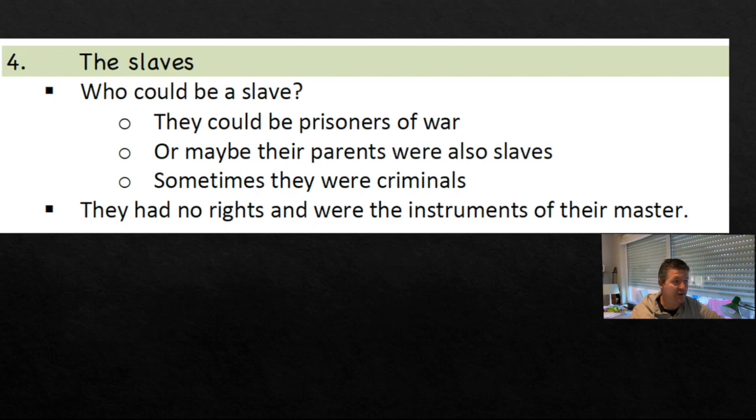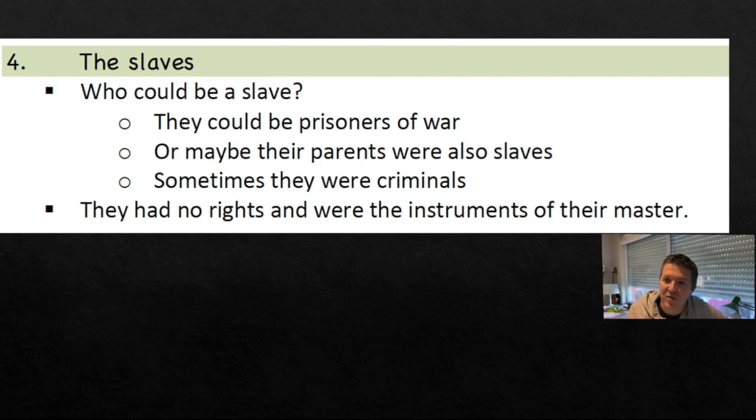Or maybe your parents were also slaves. Maybe you were born as a kid in a slave family. That was pretty sad, because this would make you a slave also. And there's another way that you could become a slave, and that's when you murder someone, for example. There were no prisons in ancient times. So people were very practical.